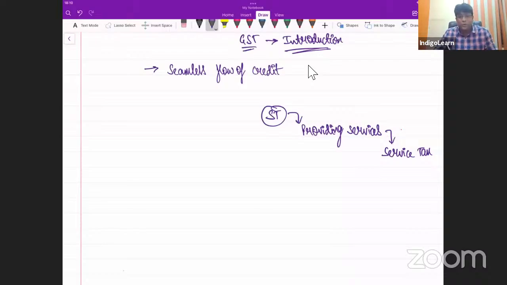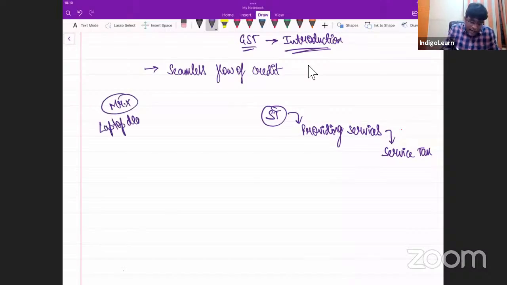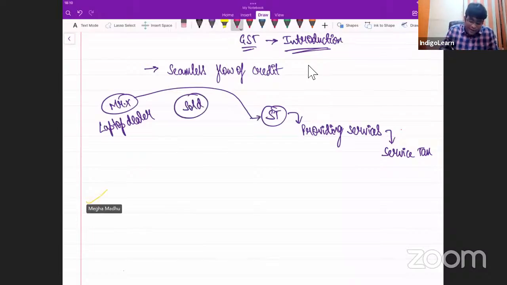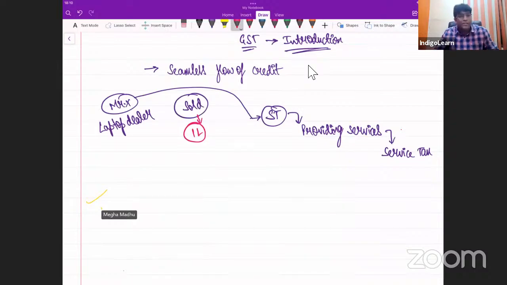Now, let's say there is one person, Mr. X, who is a laptop dealer. This laptop dealer sold a laptop to Shiva Teja at a value of 1 lakh rupees. I repeat, he sold the laptop at a value of 1 lakh rupees. Now, please tell me, what is the tax that he would have charged?